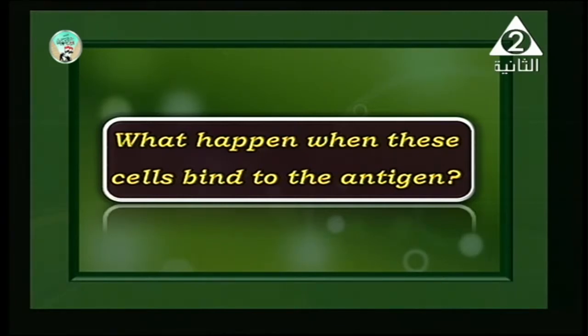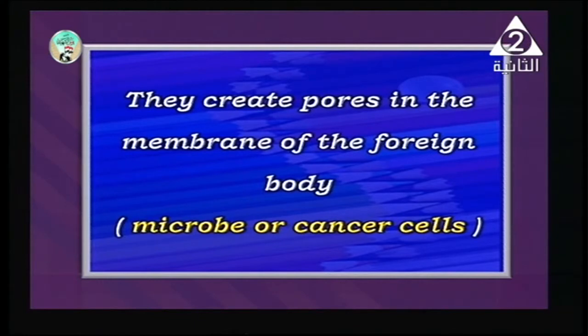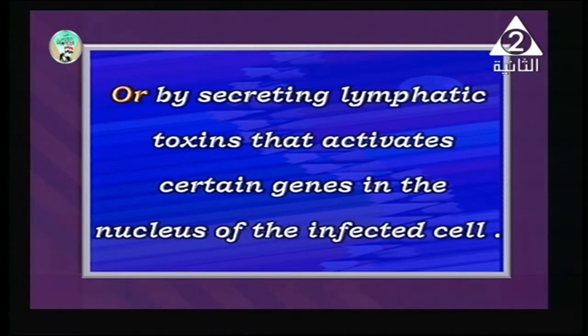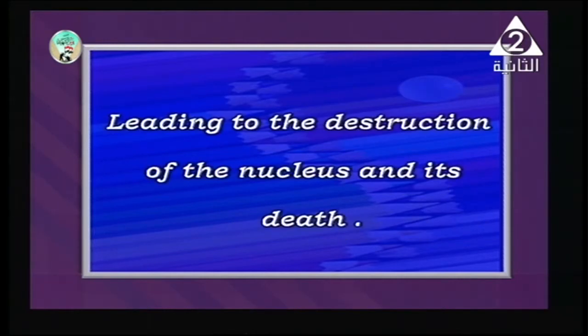Number one, they create pores in the membrane of the foreign body, like microbes or cancer cells, by secreting specific proteins, like perforin proteins. Or they can also secrete lymphotoxins that have the ability to activate certain genes in the nucleus of the infected cells, which leads to the destruction of the nucleus and the cell's death.